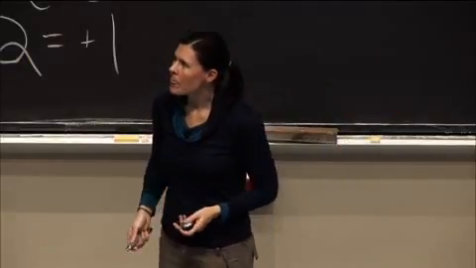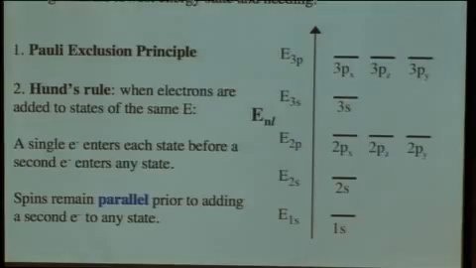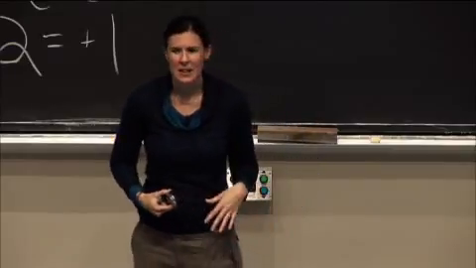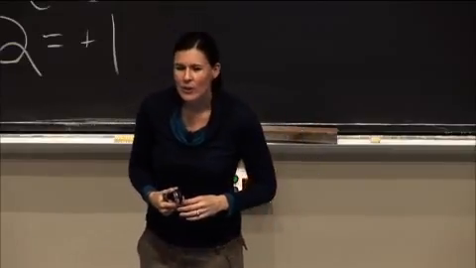And the third fact that we need to keep in mind is that spins remain parallel prior to adding a second electron in any of the orbitals. So by parallel, we mean they're either both spin up or they're both spin down. Remember, that's our spin quantum number, that 4th quantum number.